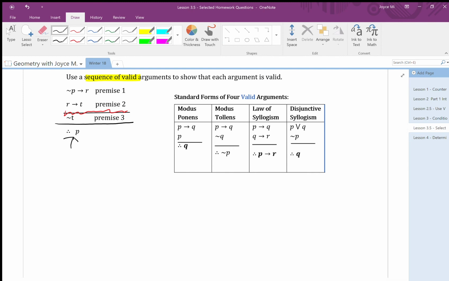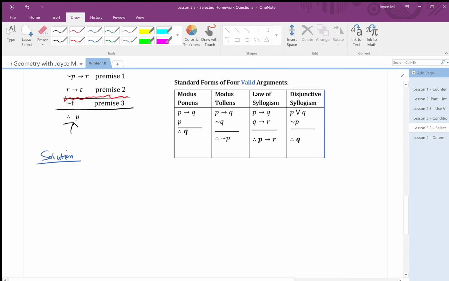I notice that premise 1 and premise 2 don't look like any of the standard forms here. Let's look at the premises one at a time. So I say solution. Let me write it out as the beginning. I'm going to copy the first premise and see if there's anything I can use. I have negation of P implies R. That's my first premise, P1 for premise 1. I'm going to copy my second premise: R implies T. And that's my second premise.